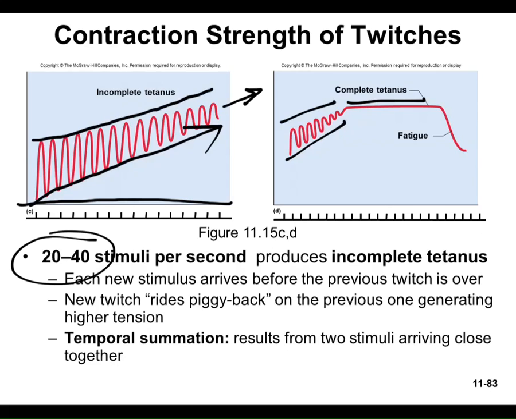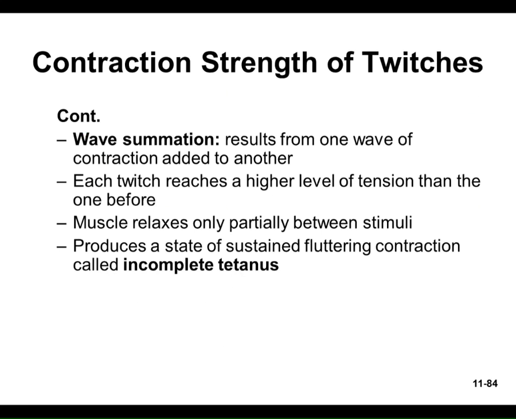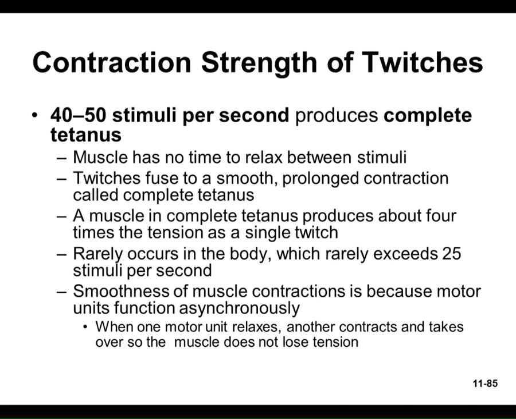So the word tetanus, right, we think about the shot we get every 10 years, but it's also the idea that a muscle is in full contraction and cannot relax. So if I'm going 20 to 40, I get incomplete tetanus. And again, one wave starts adding to the next wave, this idea of summation, right? So we have summation going on, and we get to pretty much a state of tetanus, but not yet, not a complete tetanus.